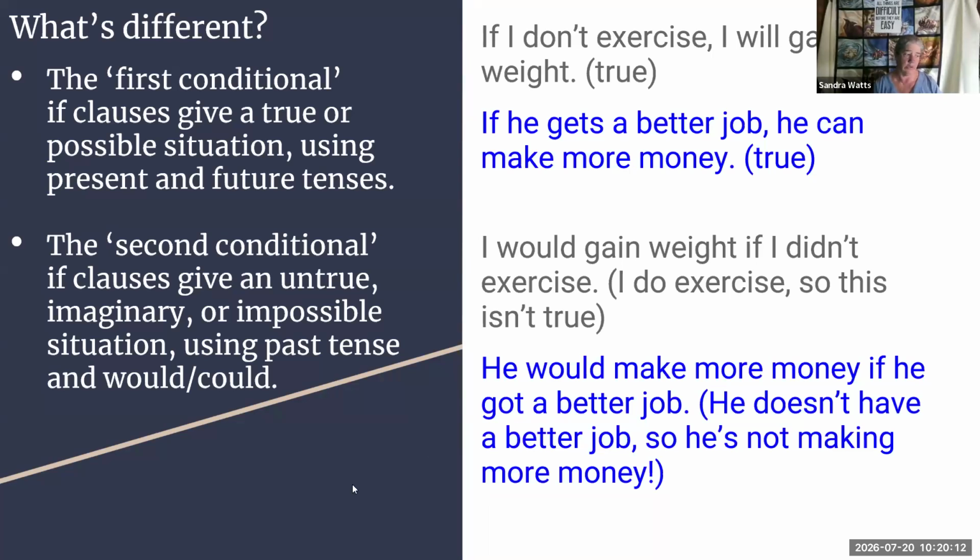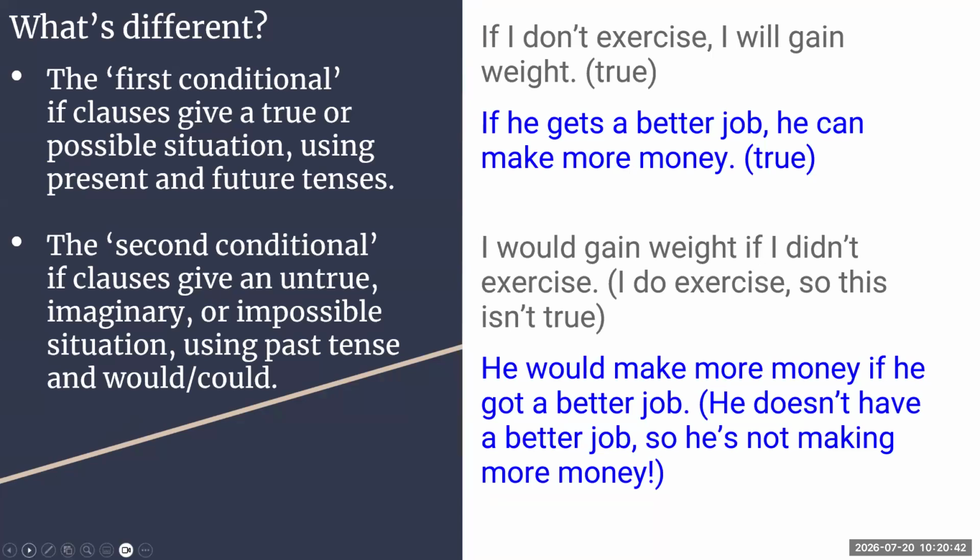Like I said, it's very similar to what you did last week. The difference here is one is the grammar, obviously. You're using past tense and would. But the idea is what's different: something that's true versus something that's not true. But you're still doing the cause and the effect. That was the end.